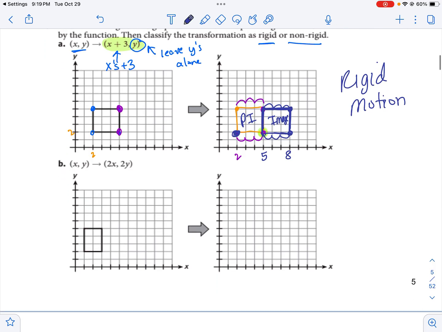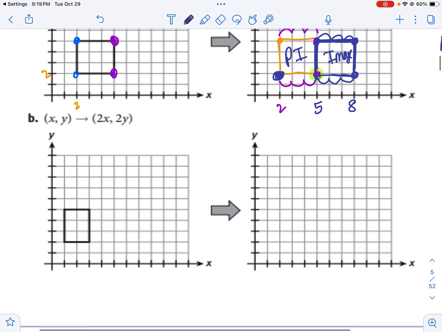Taking a look at example B, this one looks a little bit different. Now we're going to start with the original points x, y, but then we're going to do 2 times x and 2 times y. Let's take a look at our original graph. This point right here is at x of 1, and it's up 2, so 1, 2. This one is over here at 3, 2. Up here is 1, 5, and then this is 3, 5 as well.